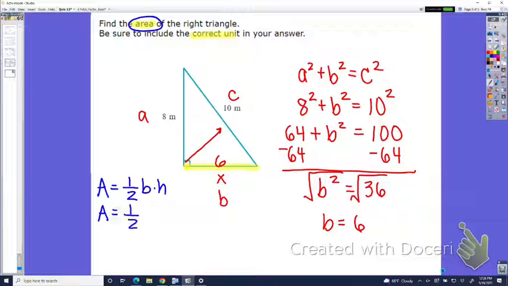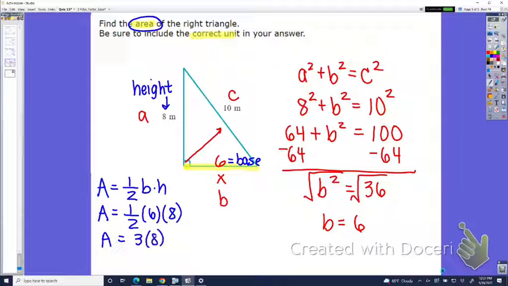So 1/2, the base is 6, and the height is 8. So 1/2, 6 times 8. Half of 6 is 3. 3 times 8 is 24. And the units are meters squared. So 24 meters squared is your final answer for that one.